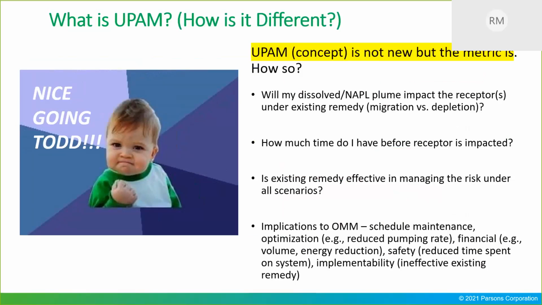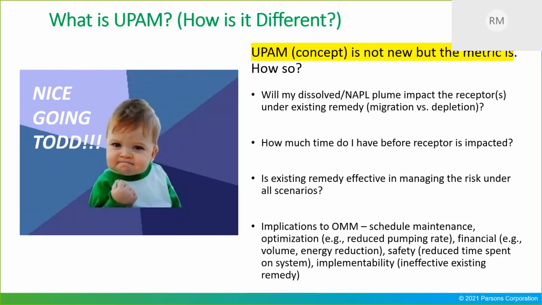Okay, so this concept doesn't seem to be brand new. Is it innovative enough? But it's not. But the way we are looking at it is innovative, because it will actually tell you how long and how much time we have before it migrates, so before I have impacts to the receptor. Is my existing remedy effective at all under all possible scenarios?